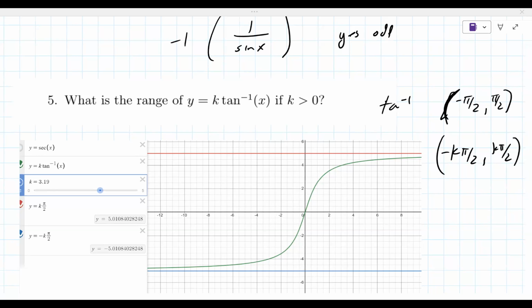So where are we going from here? All right, number 6. Yeah, we also did not do this one in class. I'm like, oh my goodness. Okay.